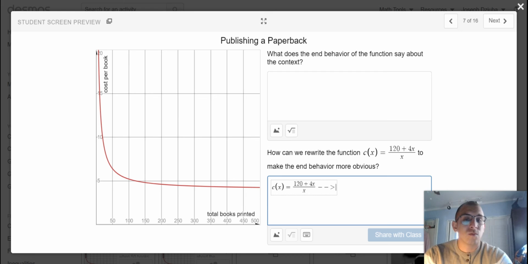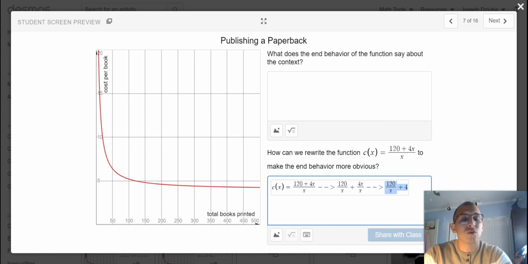If you've forgotten, when we have a single term in the denominator, that value acts as a common denominator. So we can actually tease apart the numerator like so. In the second term, 4x divided by x, the x's will simplify to a value of 1. So our original expression is really this, right? 120 divided by x plus 4.